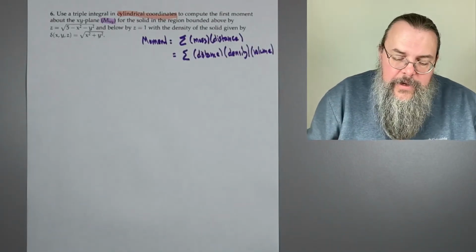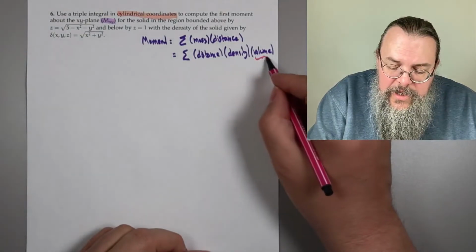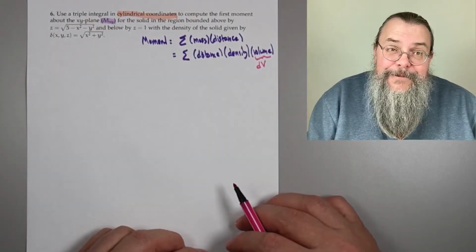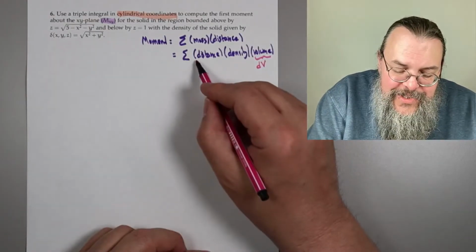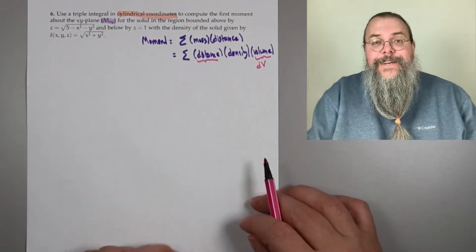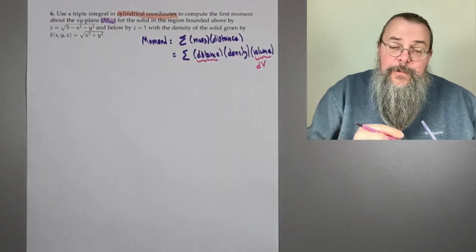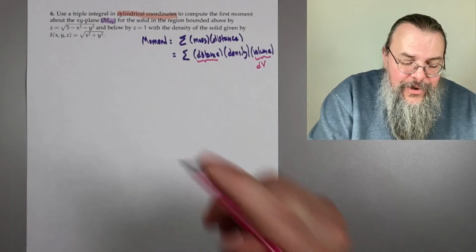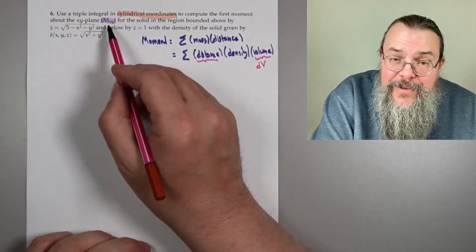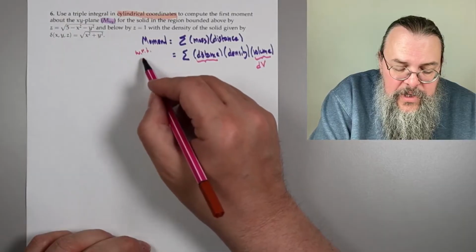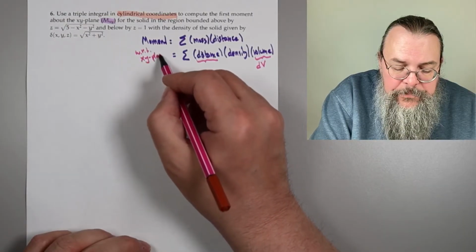And in particular, the volume is actually fairly straightforward. What is the volume? That's going to be our little volume. We think about breaking things up in little tiny chunks. It's our dV. What's our distance? Okay, what is our distance? You have to know what you're finding the moment with respect to. So that's where this xy comes into play. This is moment with respect to the xy plane.